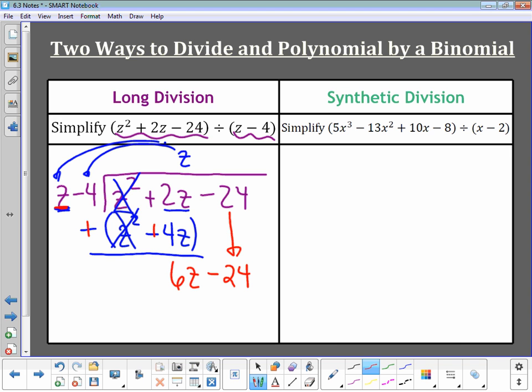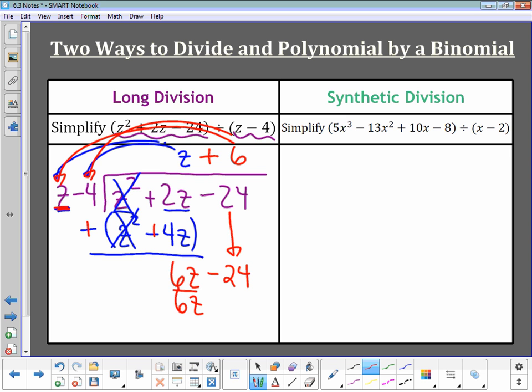What do I need to multiply z by to look like 6z? Well, I need a 6, because 6 times z is going to give me 6z. So if I multiply by positive 6, that means I'm adding 6 up here. And then I do the multiplication. 6 times z is 6z.